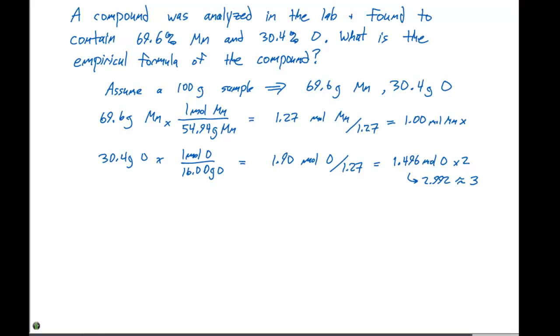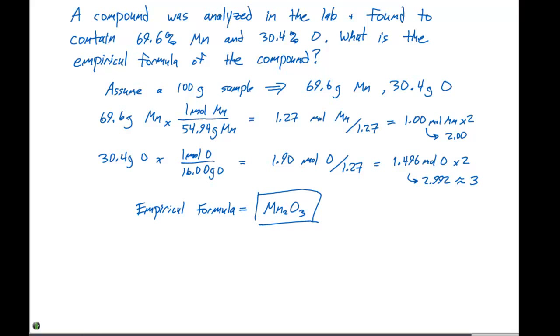For the manganese, we have to do the same thing. And when we do that, we're going to get 2.00. So now we have the whole number ratio, or the smallest whole number ratio, and we can write our empirical formula. So the empirical formula, based on this data that we're given, is going to be Mn2O3.